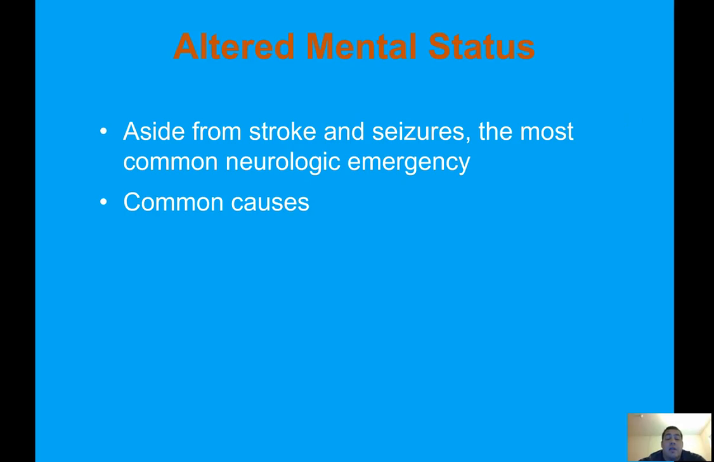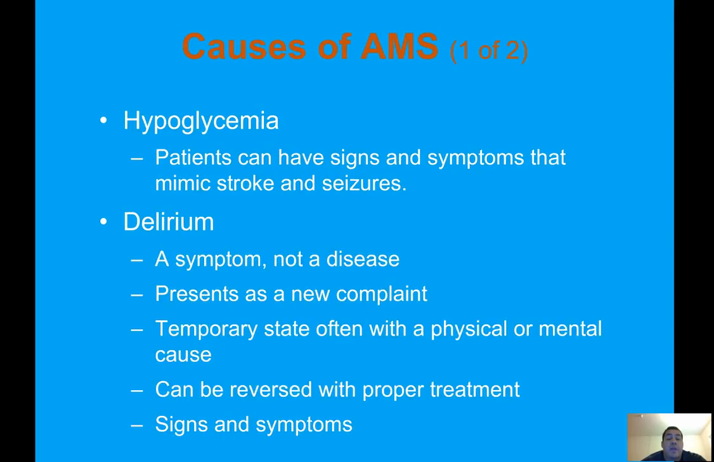Altered mental status. Aside from stroke and seizure, it's the most common neurologic emergency. Common causes of AMS, or altered mental status. Hypoglycemic patients can have signs and symptoms that mimic stroke and seizures. So this is why it's written in our protocols, and pretty much everywhere you go, you're going to have to get a blood sugar before you call it a stroke alert, and make sure the patient's not hypoglycemic.